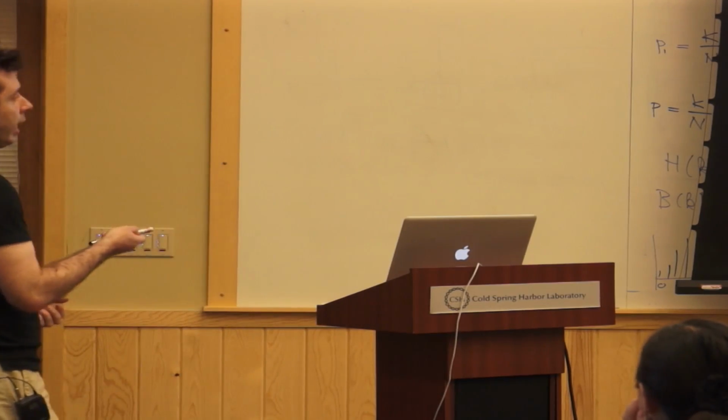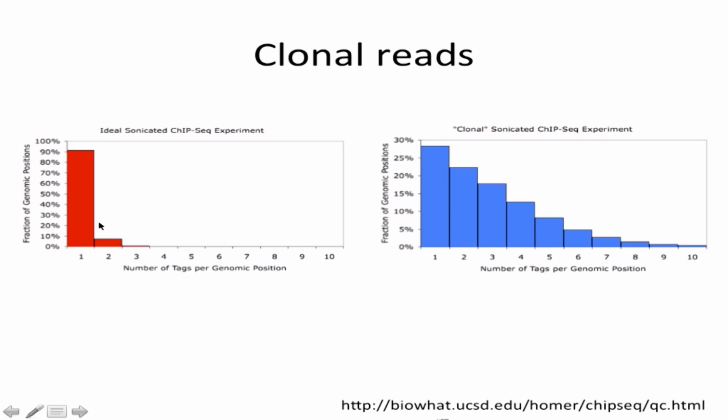What you can do is count the number of reads, the number of tags. These are figures from a website that uses the word tag instead of reads, but it's the same thing. This figure shows you the number of tags per genomic position. Across the genome, you go nucleotide by nucleotide, and for each nucleotide you count how many reads map at that location. You should see something like this, where you have very few locations with more than one read mapping to the same location, same orientation. That means you have a low clonality rate for your experiment.